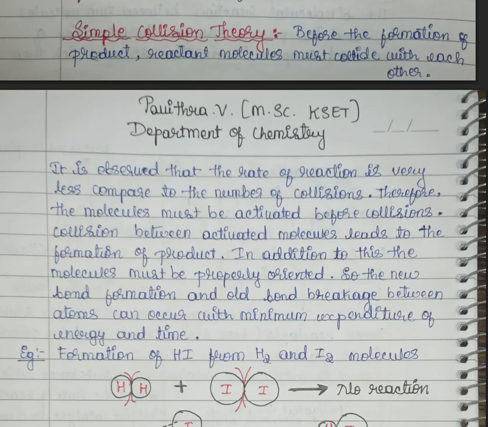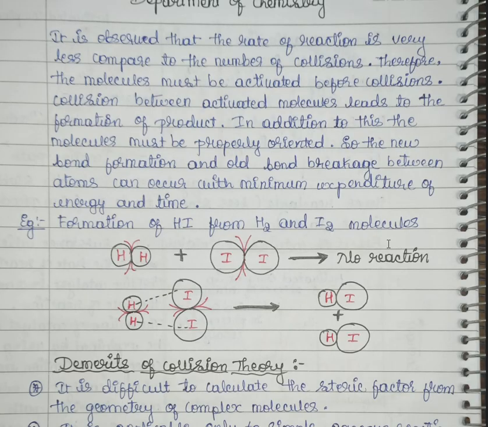Next, we will discuss simple collision theory. As the word suggests, collision takes place during the reaction to form products. Reactant molecules will undergo collision at regular intervals, which will give us the product. The collision should occur in a proper orientation so that we will form products.